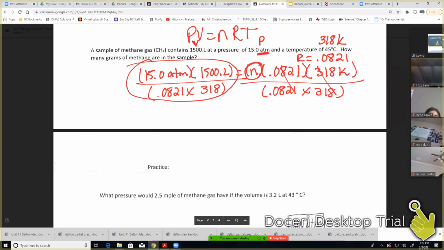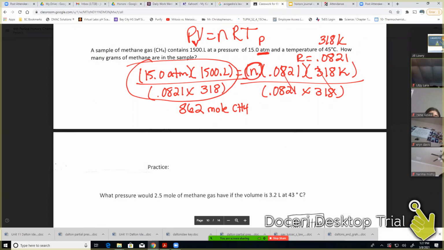15 times 1,500 divided by 0.0821 times 318, with 3 sig figs. So we get 861.8. So by the time I got 3 sig figs, I would say 862. And that's moles of methane. So we're not quite through yet.